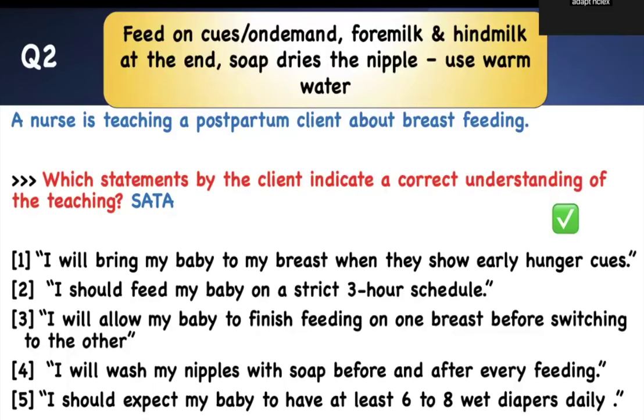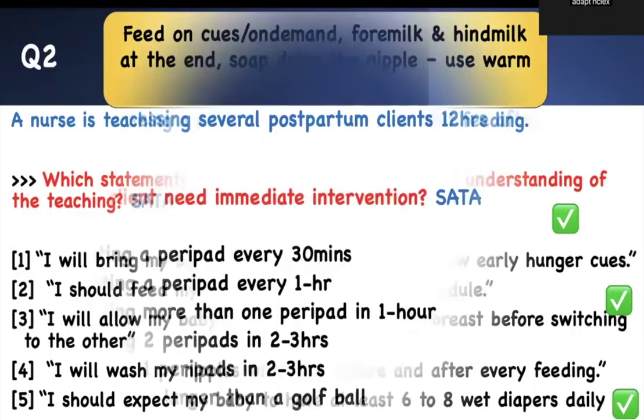And therefore, what are our answers? Number 1, feed on cue, not on demand. Switch from one breast to another after they finish it completely. We have another question. I will show you how many times you're supposed to feed on each breast, and you want to stick around to watch that one. As we go with the video, the questions get harder and harder and more conceptual, and you want to get to them. And there will be a second part associated with this video. And therefore, those are the right answers. No soap.